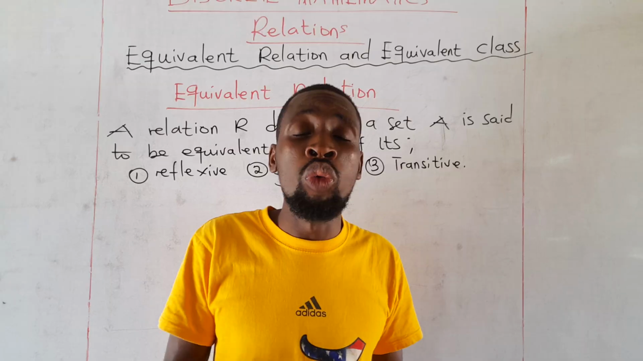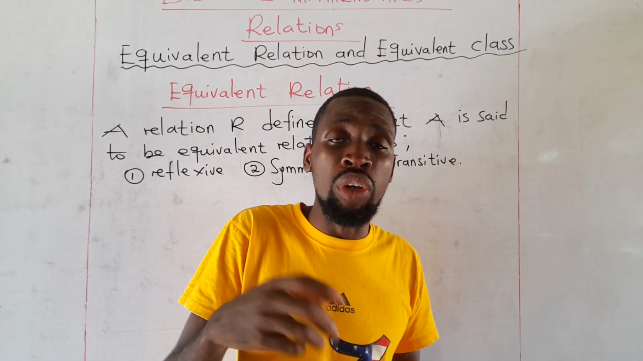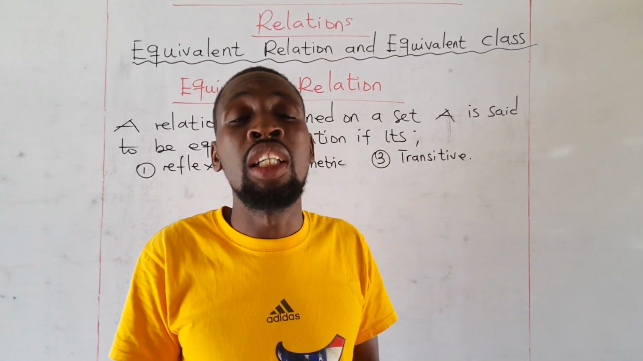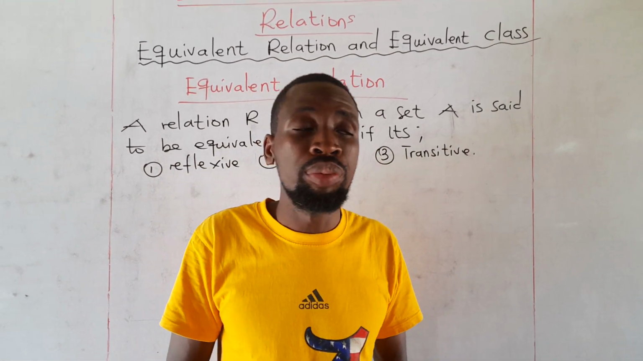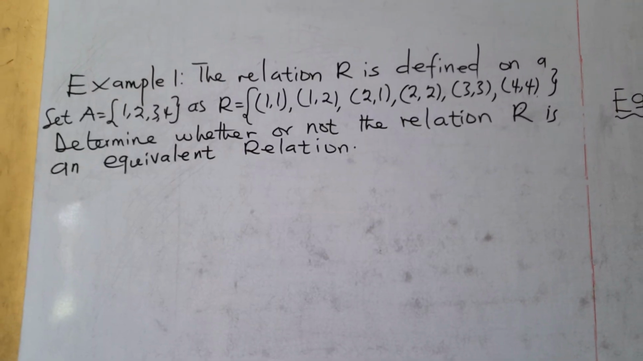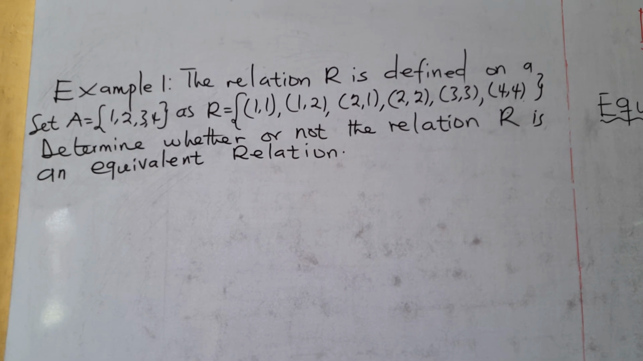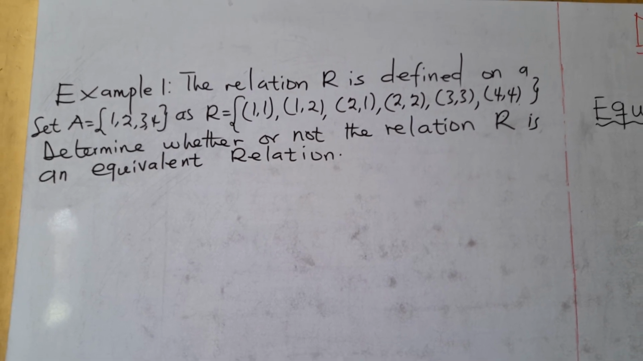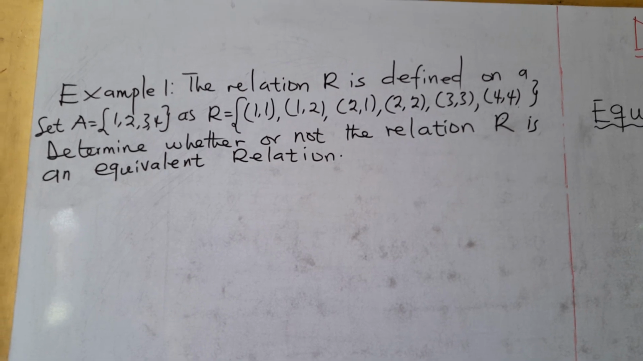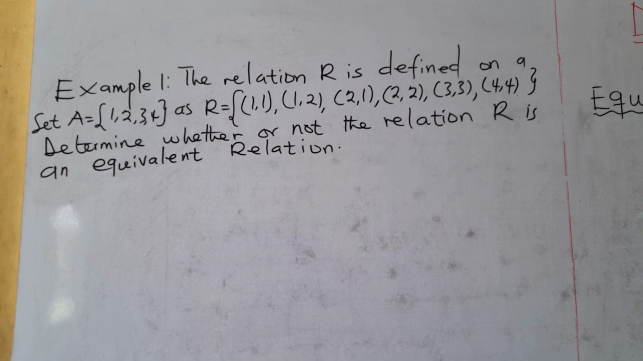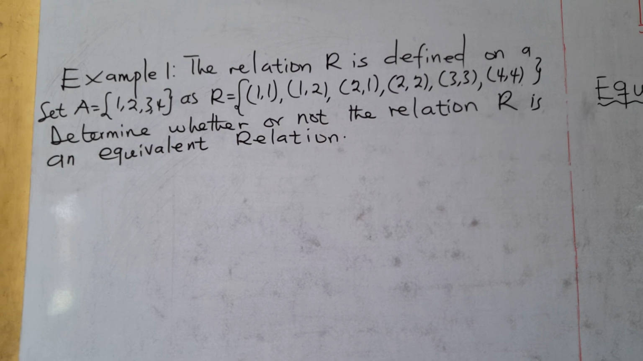So now, when we say that a relation is equivalent, we'll take a sample relation defined on a particular set and find out whether it satisfies an equivalent relation. Our first example says that the relation R is defined on a set A equal to the members 1, 2, 3, 4 as R equal to a set with the ordered pairs (1,1), (1,2), (2,1), (2,2), (3,3), and (4,4). We should determine whether or not the relation R is an equivalent relation.